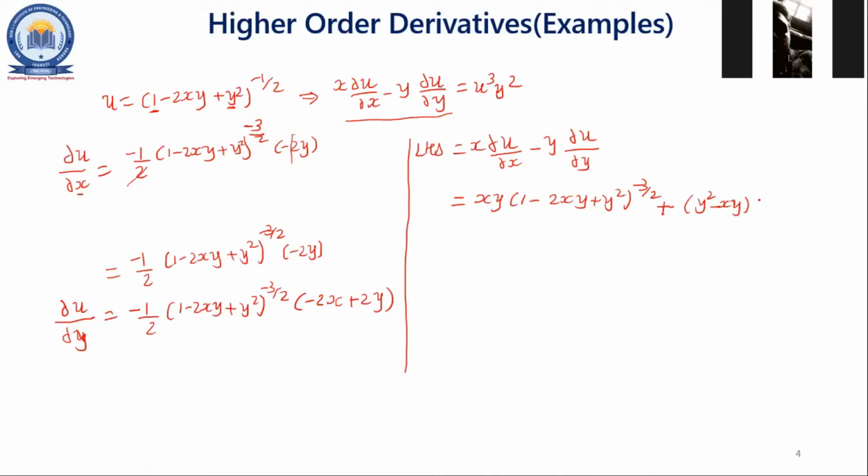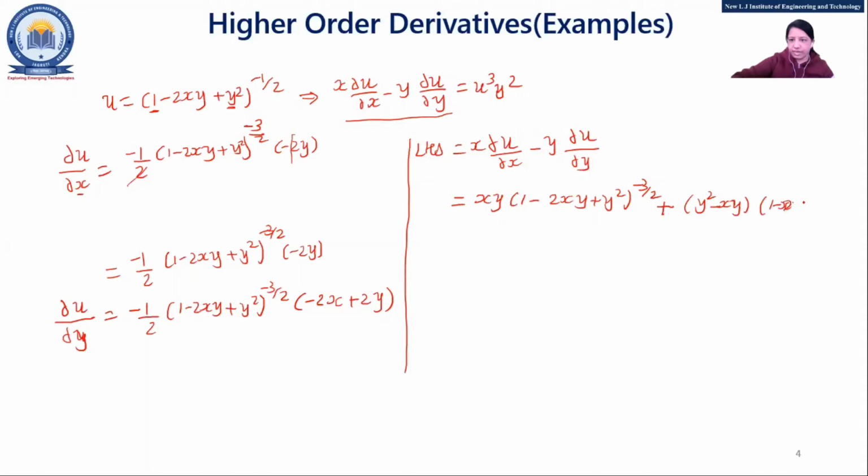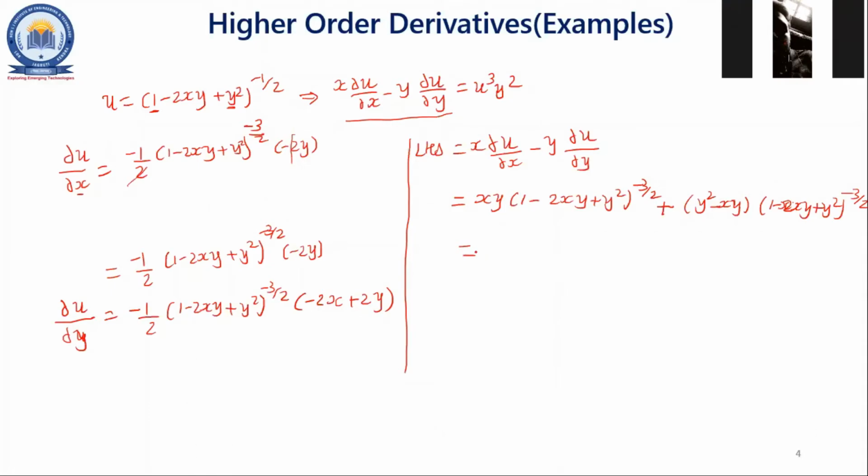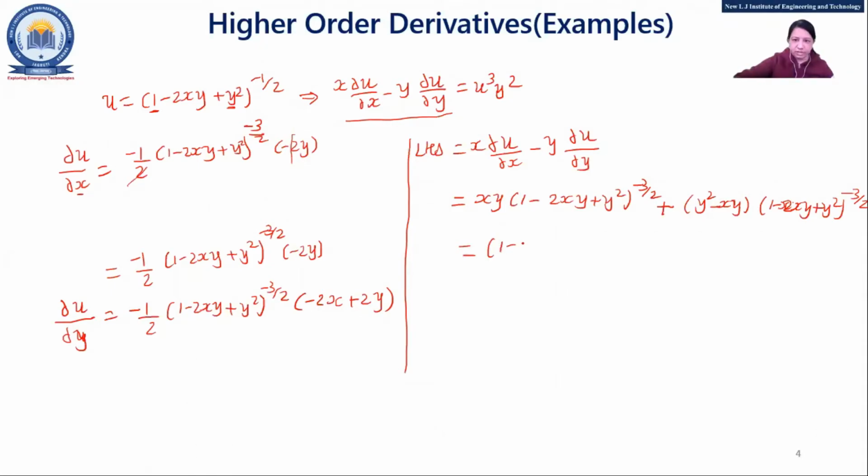Into this bracket, 1 minus 2xy plus y square, whole raised to minus 3 by 2. So that is supposed to be the common one, right? Yes, ma'am. Okay, 1 minus 2xy plus y square raised to minus 3 by 2 is the common one.